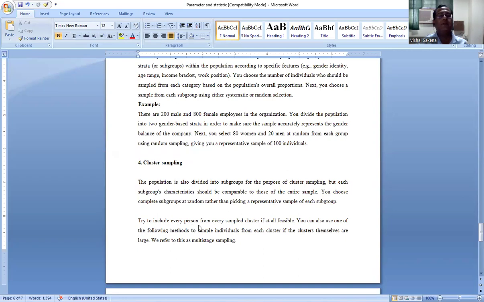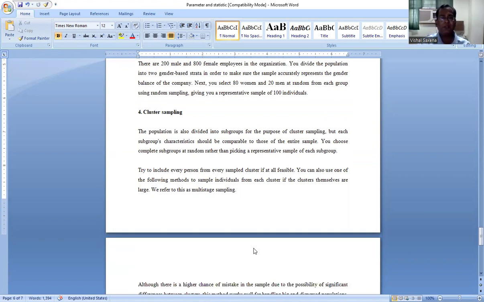Try to include every person from every sample cluster if at all feasible. Sometimes it is not possible. You can also use methods to sample individuals from each cluster if the clusters themselves are large. Sometimes the clusters are large, then we have to select some of the members from that cluster, and that is called cluster sampling.